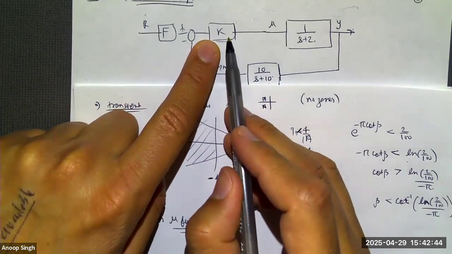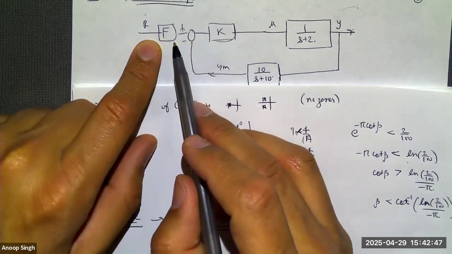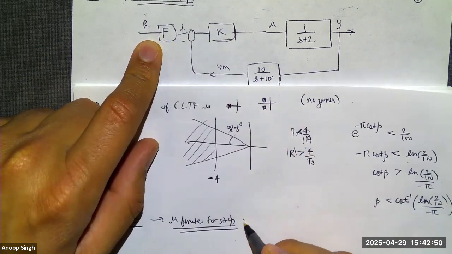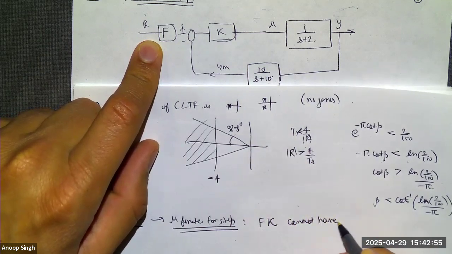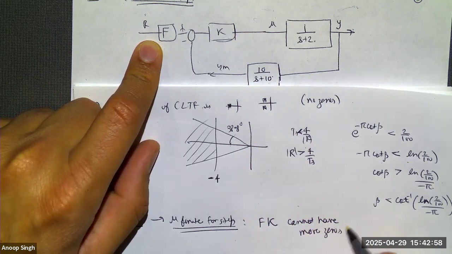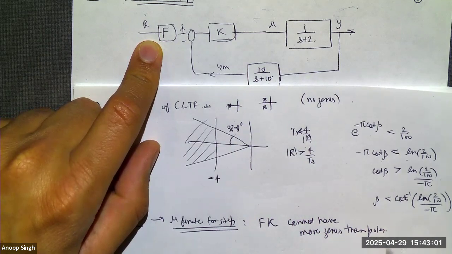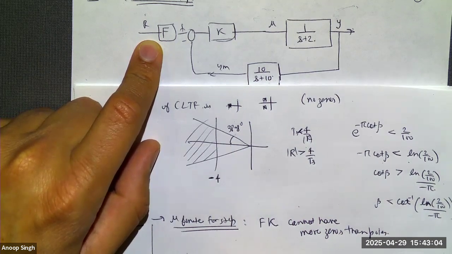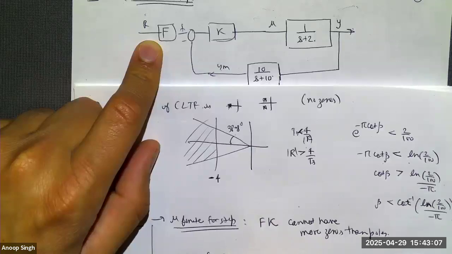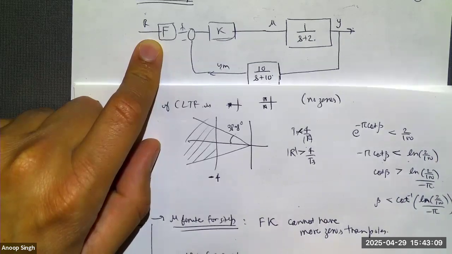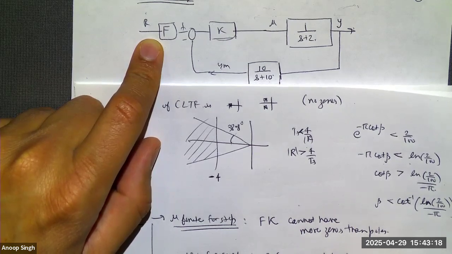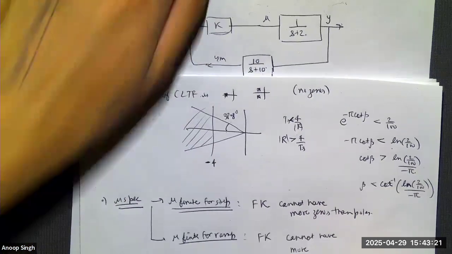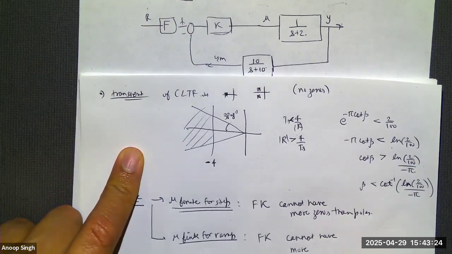Basically, K cannot have more zeros than poles unless there is a pre-filter. So the rule boils down to that F times K cannot have more zeros than poles. And similarly, if you want to keep U finite for a ramp, then F times K cannot have, can you guess what this would be? This was part of one of the homework problems.